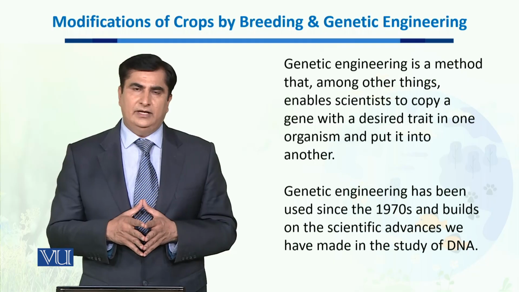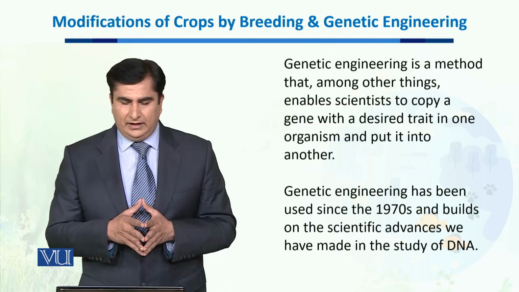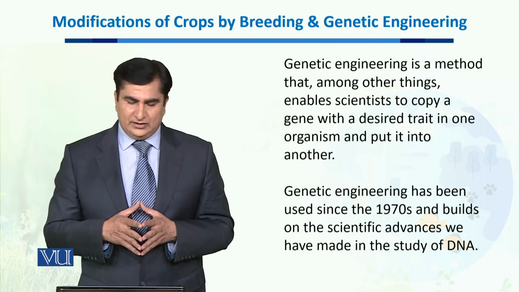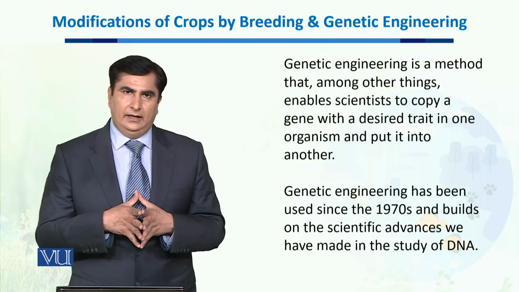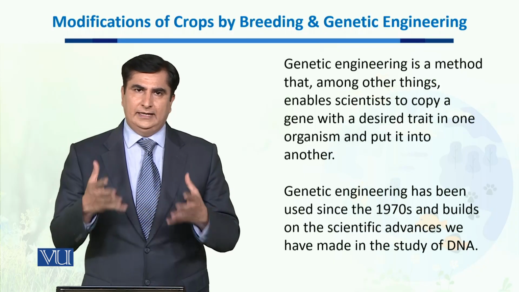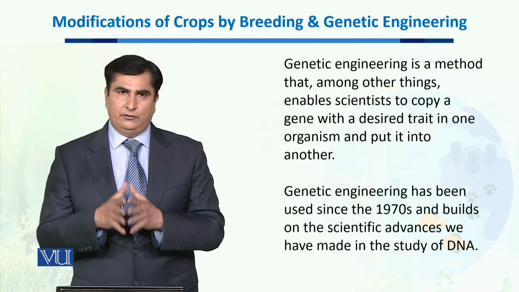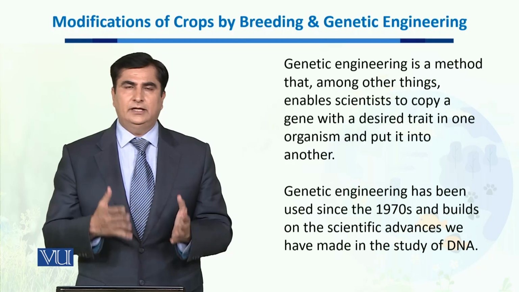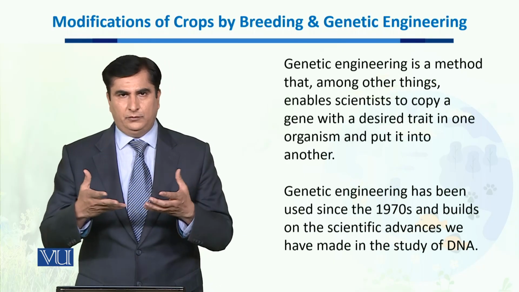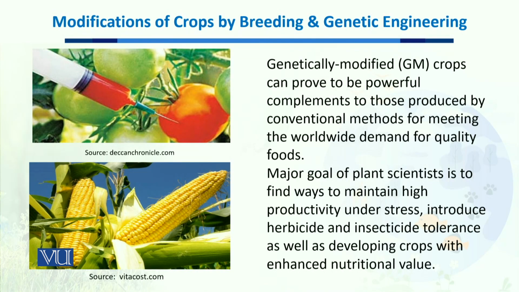Now, this genetic engineering, which started in the 1970s, has built scientific advances, and this has resulted in the advanced study of DNA. And after the advanced studies of DNA, this technology has been successfully used in certain plants in order to get the desired useful traits. Now, these genetically modified crops can prove to be a very powerful complement to those produced by the conventional methods for meeting the worldwide demand for quality food.